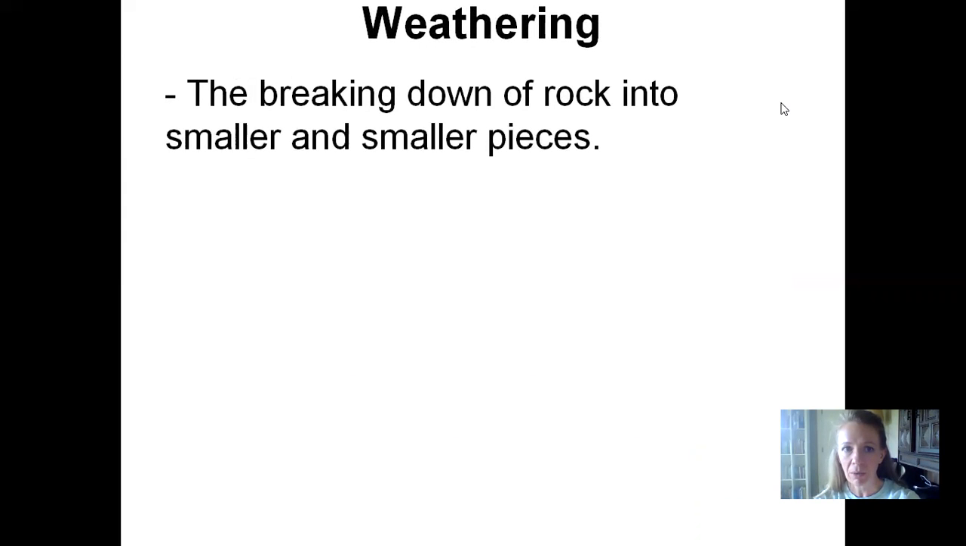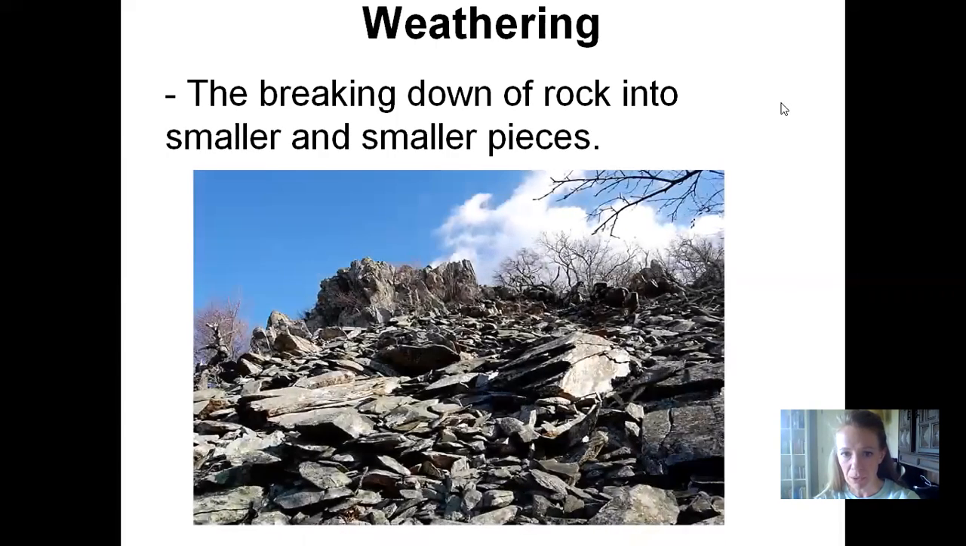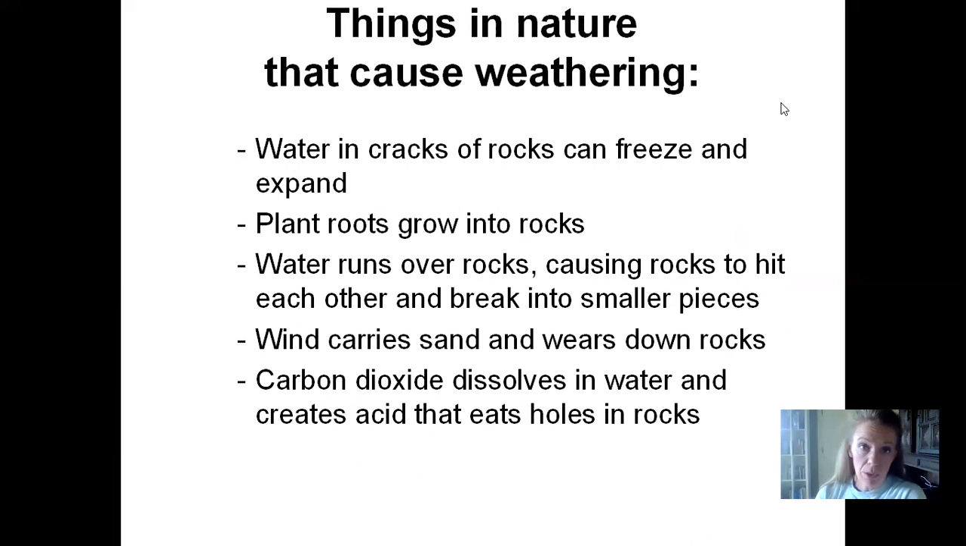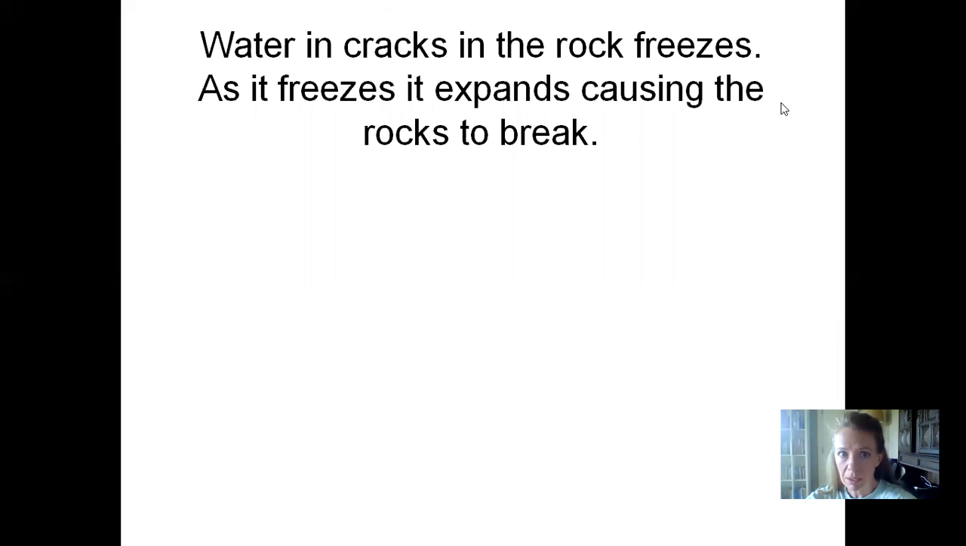Weathering is the breaking down of rock into smaller and smaller pieces, as you see here. I want you to think about weathering as being the hammer. It breaks, and we get the smaller rocks. Things in nature that cause weathering: water in the cracks of rocks can freeze and expand and break them apart. Plant roots can cause it. Water runs over rocks, causing the rocks to hit each other and break apart. Wind carries sand and can wear down rocks. And carbon dioxide creates an acid that can dissolve in water and eat holes in the rocks.